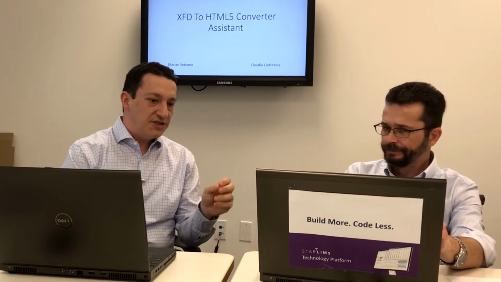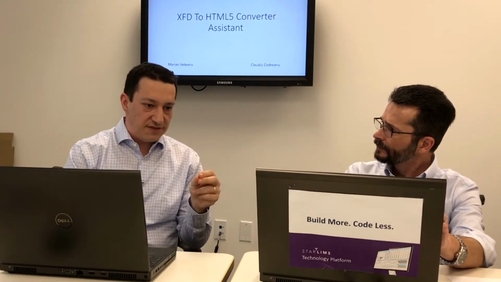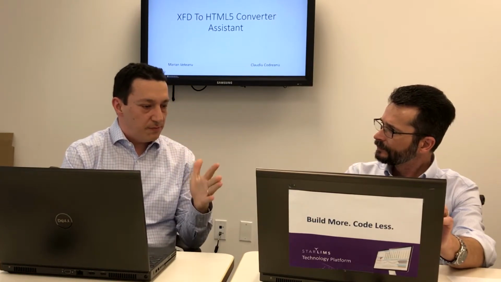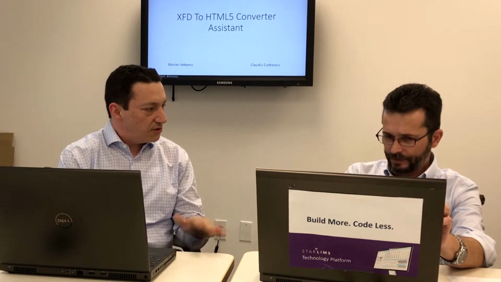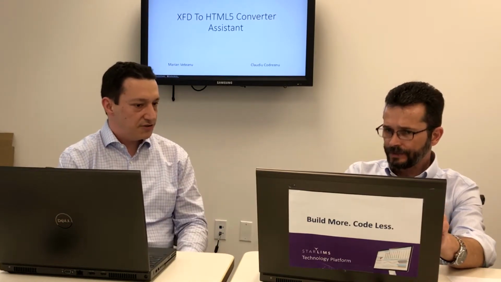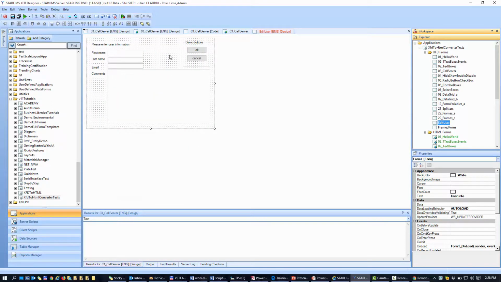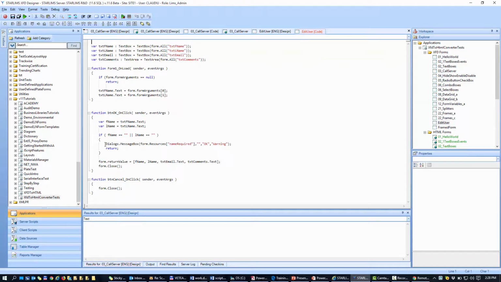Claudio, one of the challenges in converting JavaScript.NET to JavaScript are the blocking calls, which are a little bit problematic in JavaScript. How did we solve that? Do you have an example that we can show? Yes, I do have an example. So we have this nice form here, which is XFD, which makes use of a blocking call, which is this one, dialogues.messagebox. This stops the execution until the dialog is discarded by the user.